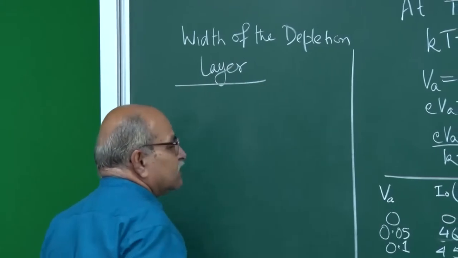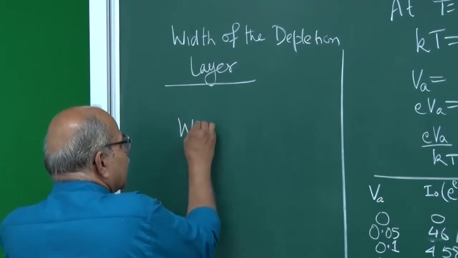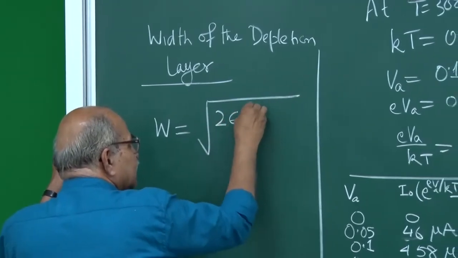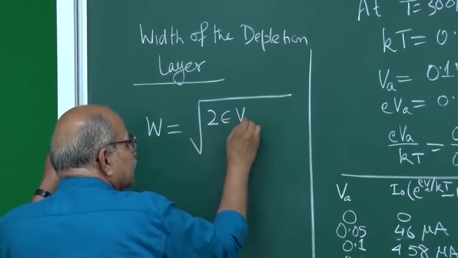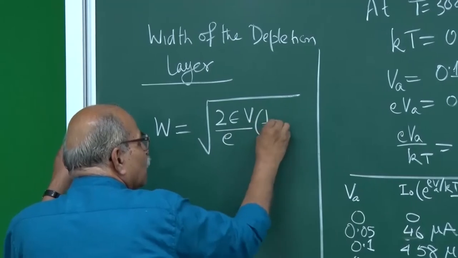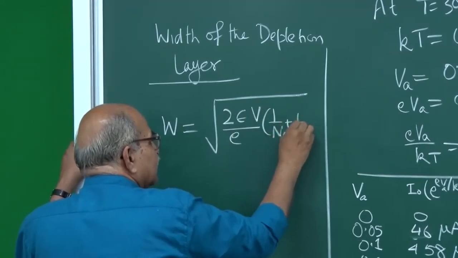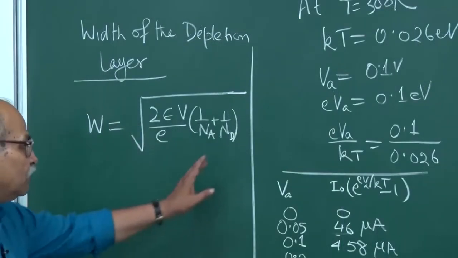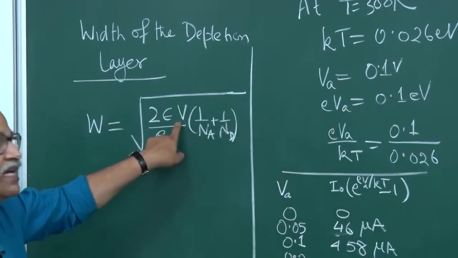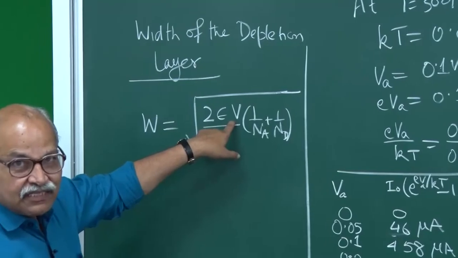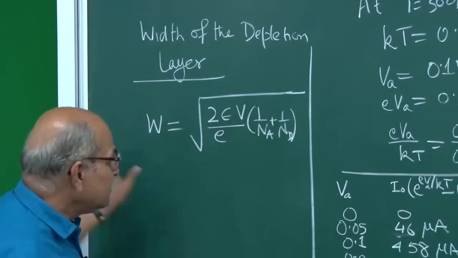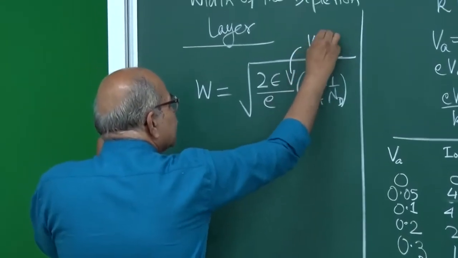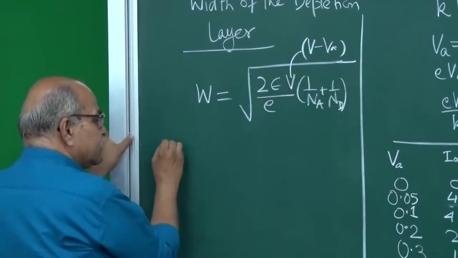We have derived that equation: the width was some square root of 2 epsilon, then this V appearing here, and then divided by E, 1 over Na, 1 over Nd, something of this sort. We had derived that. So when you apply this forward bias, this V decreases. Remember, what is this V? This was that potential barrier. So now this V becomes V minus VA. The barrier height is decreased.